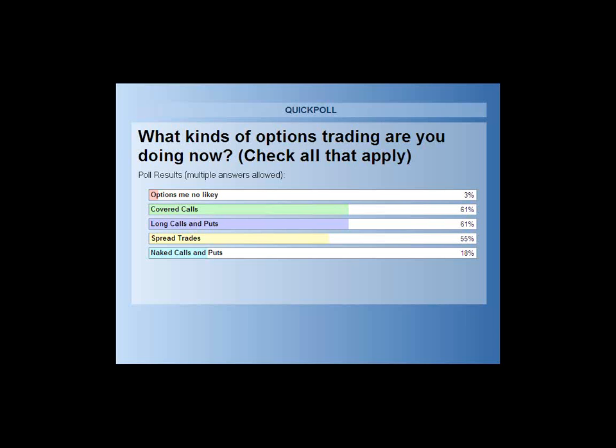That's excellent. 55% are trading spread trades. That's great. And we have 18% trading naked calls and naked puts. I've done naked puts in the past. Haven't done any recently, but I've been considering it. I avoid naked calls just because of the unlimited risk factor. That's just a personal preference.